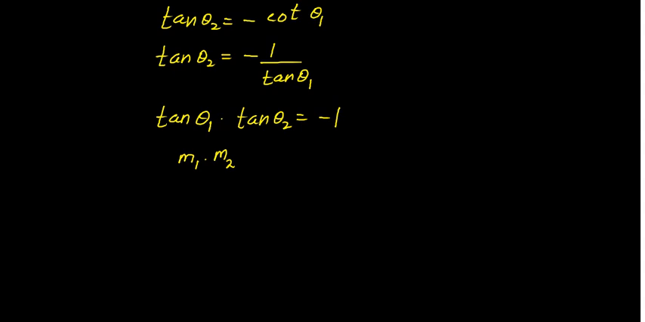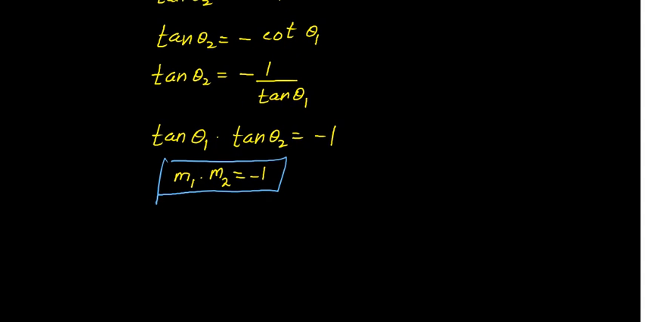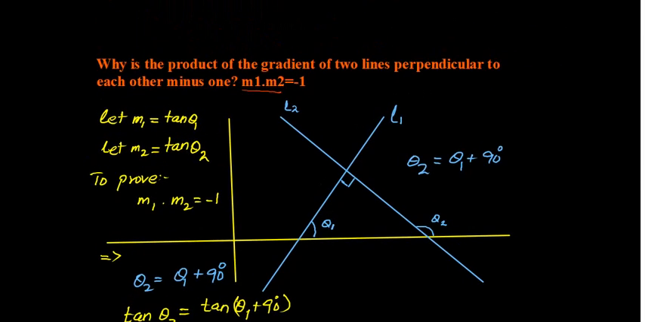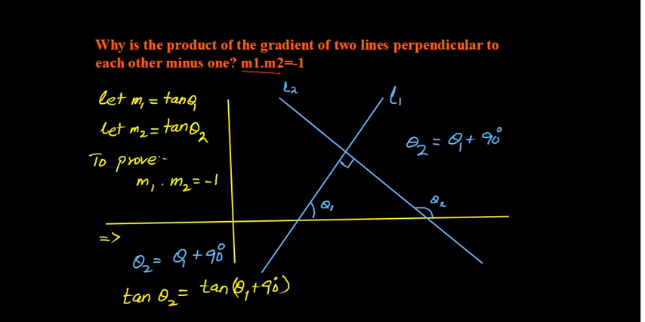So hence we have proved that the product of the gradients of two lines that are perpendicular to each other is -1. Hence we have proved.